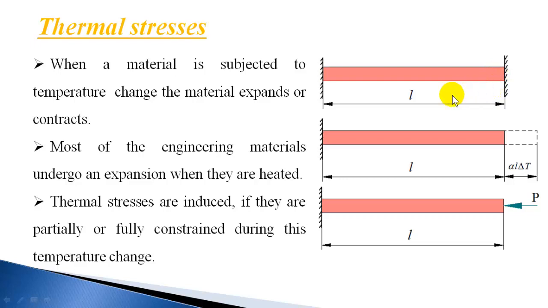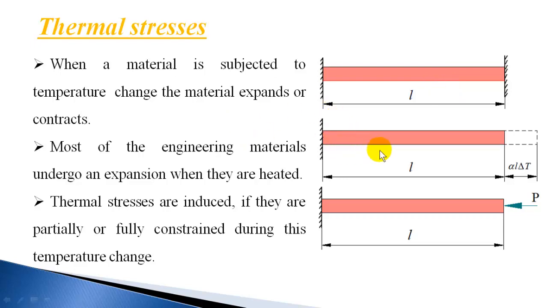So when it is trying to contract, support will exert a pull, or tensile stress will be induced in the material. And if it's trying to expand, support has to exert a compressive force on the bar to retain its length. So if expansion or contraction is prevented, thermal stresses will be induced, and if the expansion is prevented, the thermal stress induced is compressive, and if the contraction is prevented, thermal stress induced will be tensile in nature.